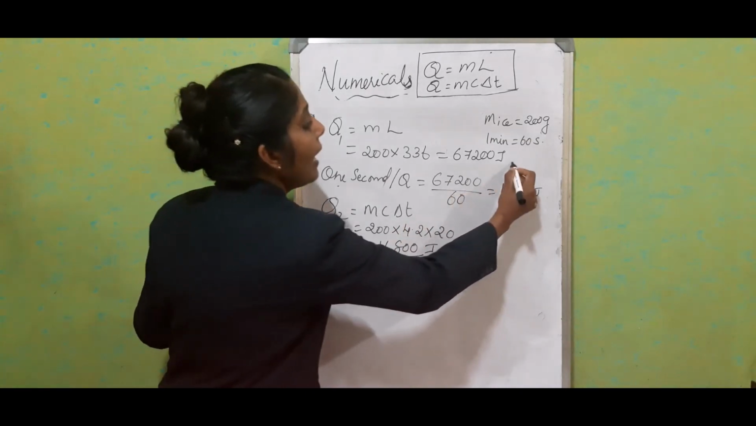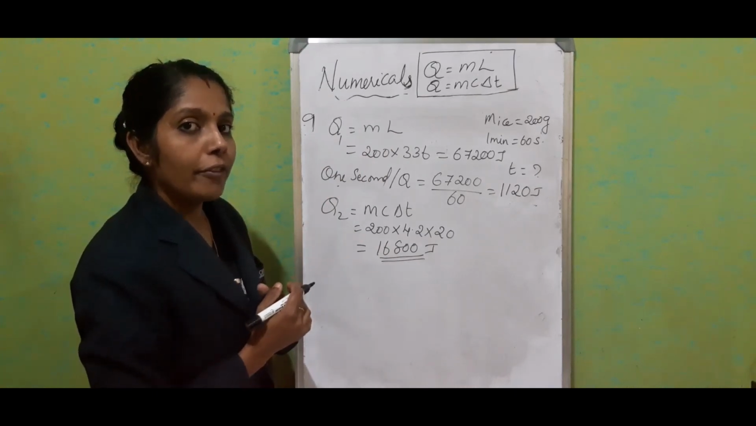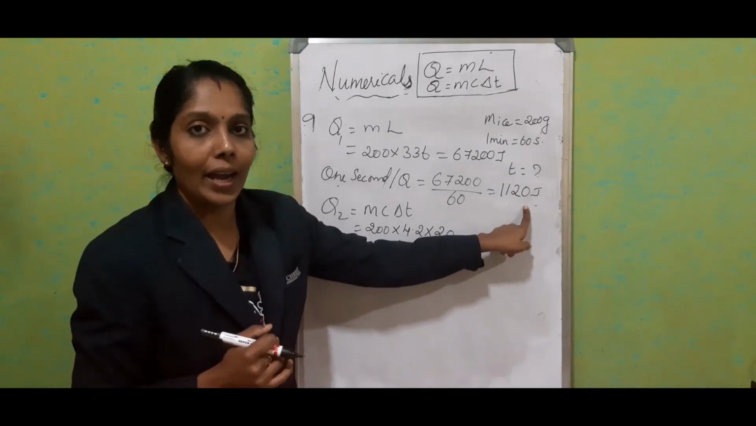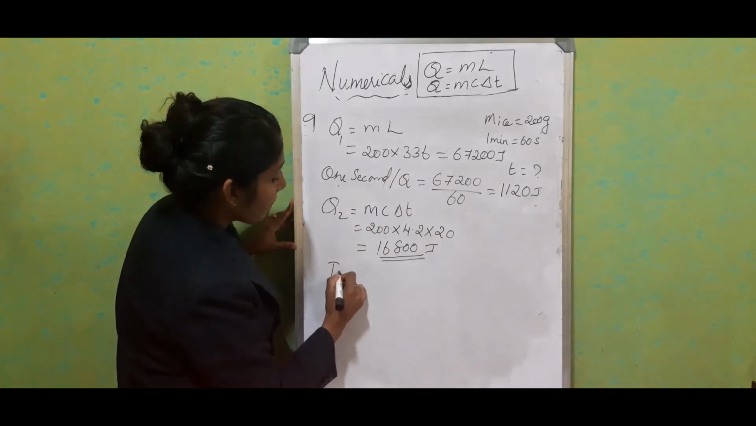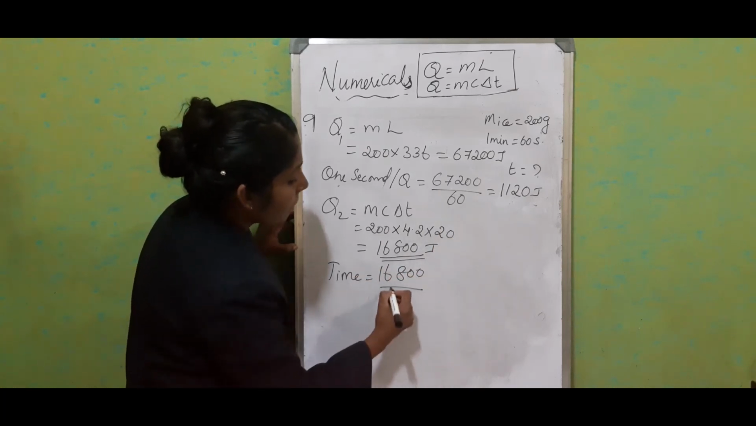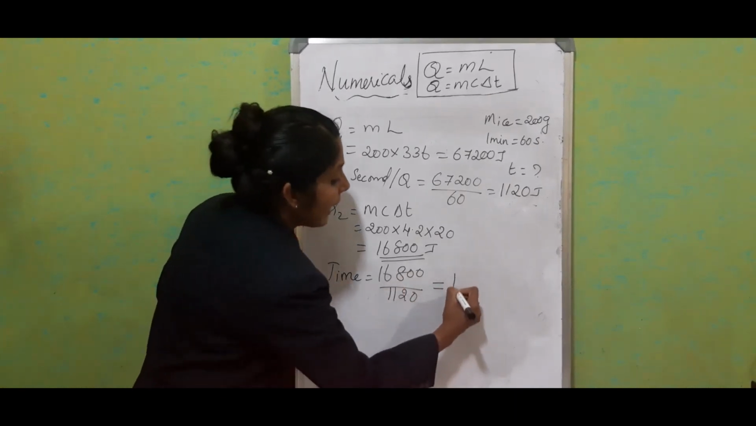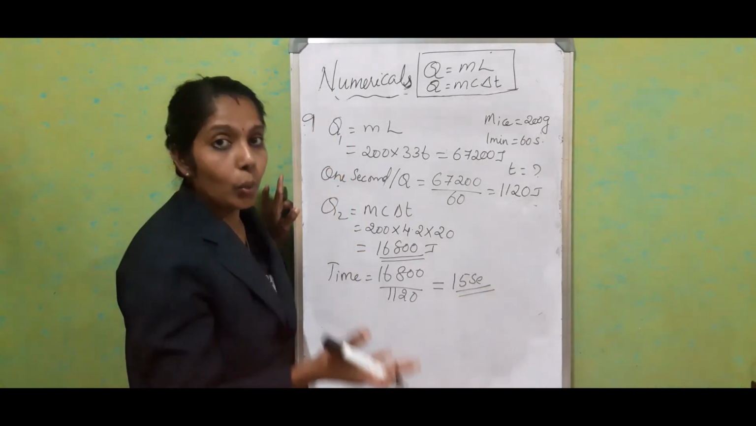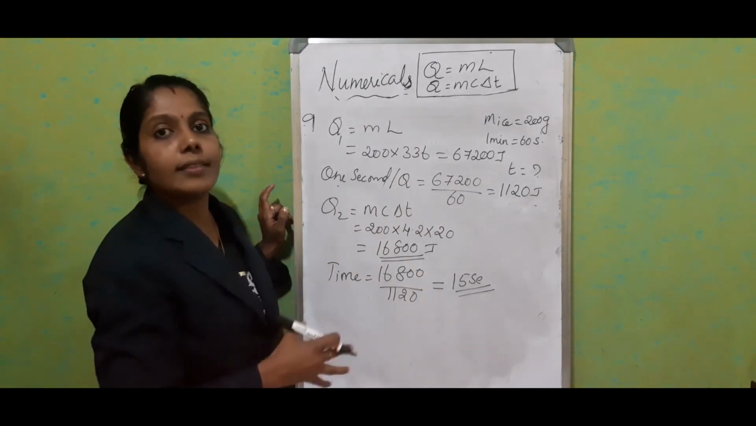What is our question? We have to find out the time taken to reach 20 degrees Celsius. So for that, what do we have to find out? We know how much energy it requires in 1 second. So we'll divide by this factor, and we'll get the time. So the time is equal to 16,800 divided by 1,120. When we solve it, we'll get 15 seconds. So reaching from 0 degrees Celsius water to 20 degrees Celsius water, it needs 15 seconds.